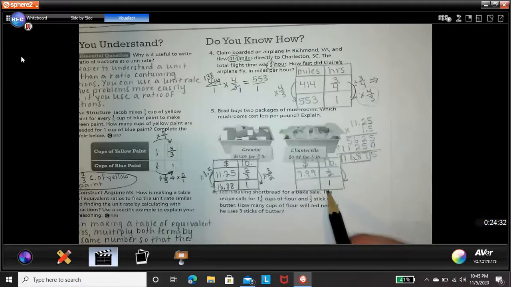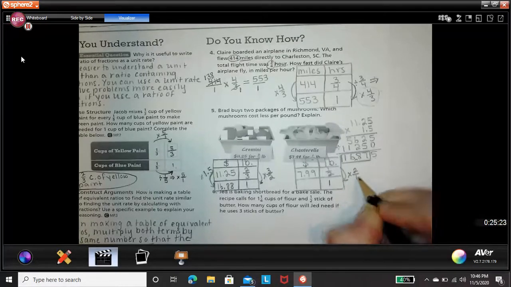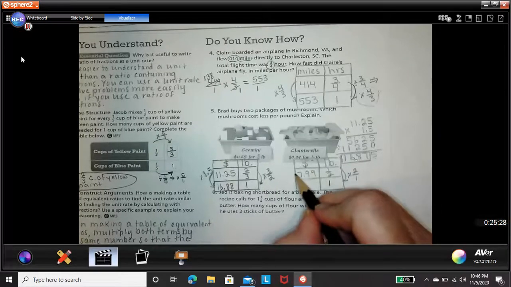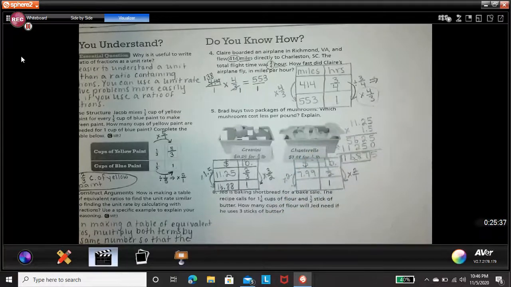Go ahead and do this last chart on your own. Okay, to go from 1/2 to a 1, we're going to divide by 1/2, which is the same as multiplying by 2 over 1. On the left-hand side, since I have a decimal, I would not multiply by a fraction. So we'll just multiply by 2, which is the same thing.